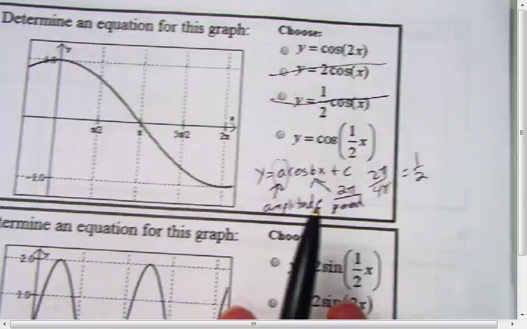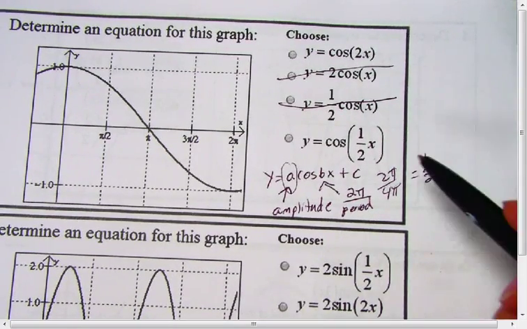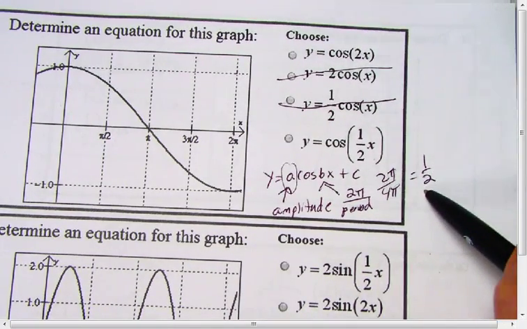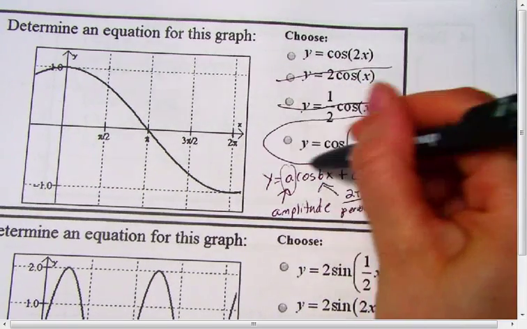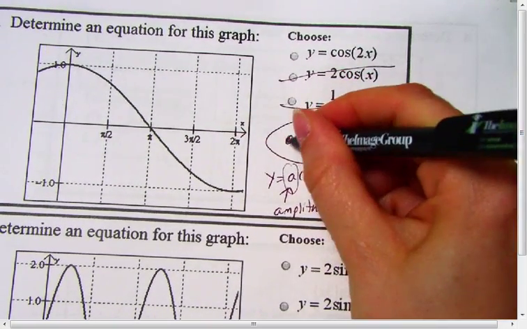Okay. So we know that B is going to be the 1/2. So we're going to have to do this one right here. That's our answer.